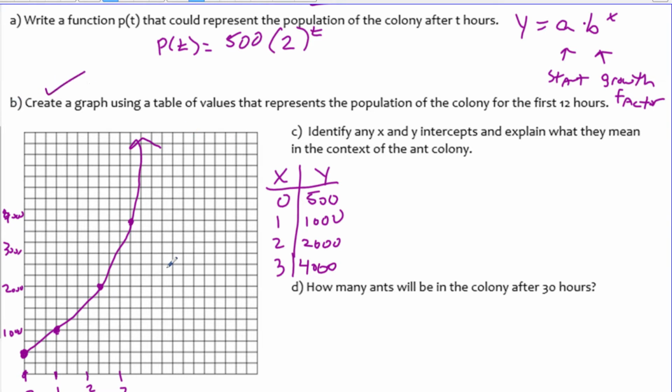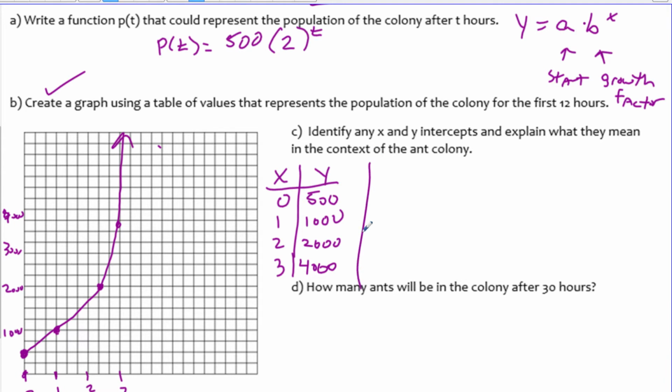It says create a graph using a table of values for the first 12 hours. This x value of 3 represents hour 12. It looks like my line is off a little bit; that dot should be right there, but you get the idea. Let me fix that, since I see it. So this represents my graph, something along those lines. I think my 2 is off as well, but that's okay. You get the idea.